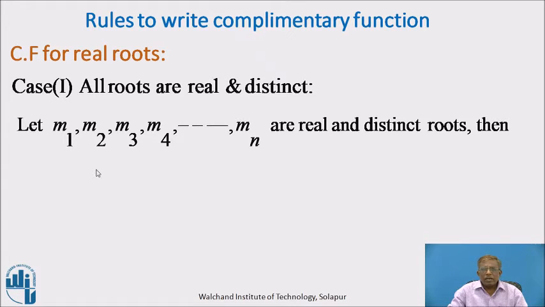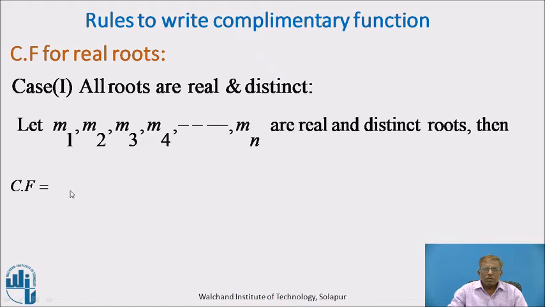Then, while writing complementary function, the number of arbitrary constants c1, c2, etc. must be equal to number of roots or order of differential equation. Here there are n roots, hence we choose n arbitrary constants c1, c2, etc., cn, and then write complementary function as, you can take any root as a first root and any arbitrary constant.